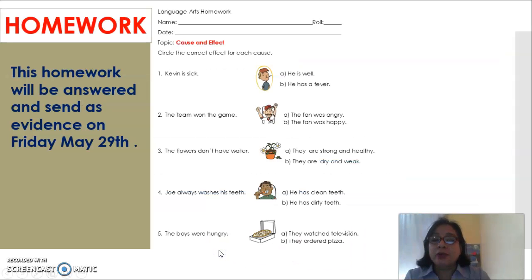Pass to the next, which is a homework. Remember, this homework will be answered and sent as evidence on Friday, May 29. You will circle the correct effect for each cause. You have 2 effects and you have a cause. Look at the pictures and circle the correct one.